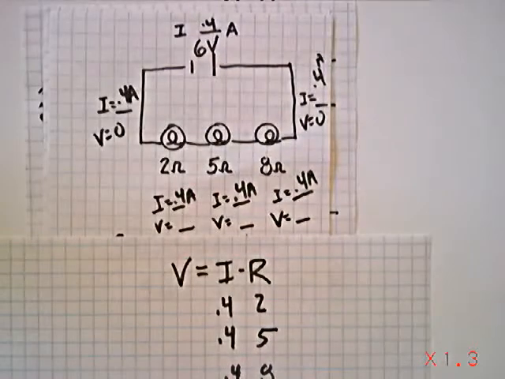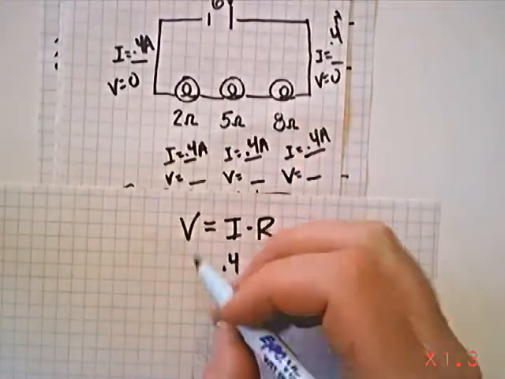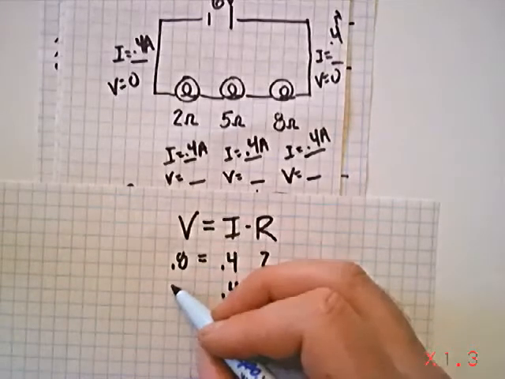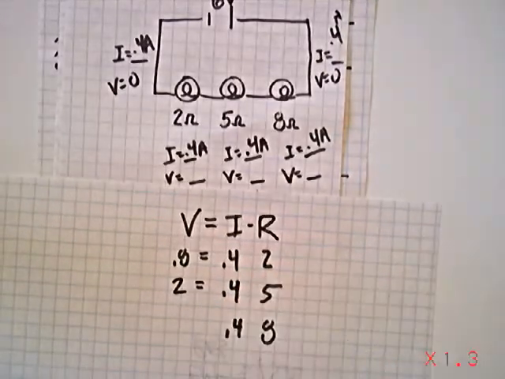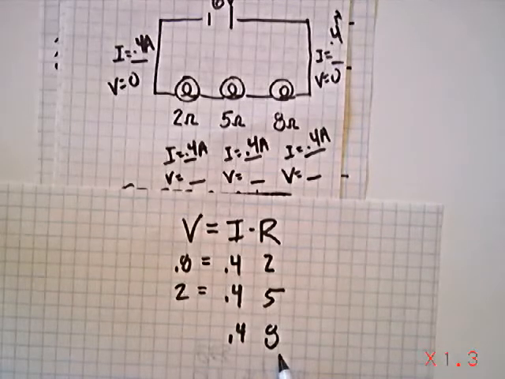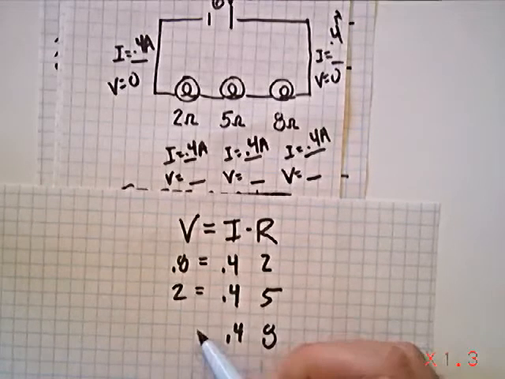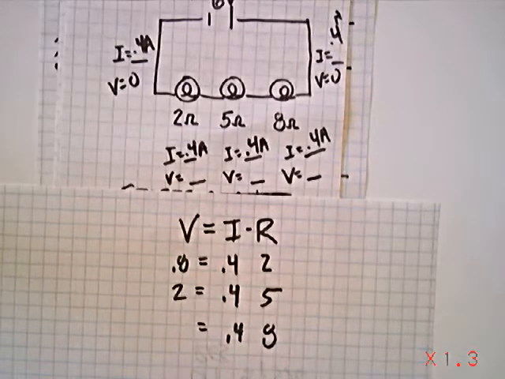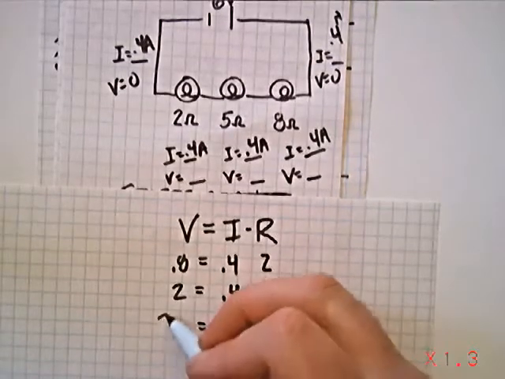So 2 times 0.4 gives me 0.8. So I have 0.8 of the 6 volts going in here. Here I have 2. So 2 of the 6 go into the 5 ohm resistor. Now because this has the most resistance, it's going to take the most push of the battery. And so we're going to end up getting 3.2 to get through this.